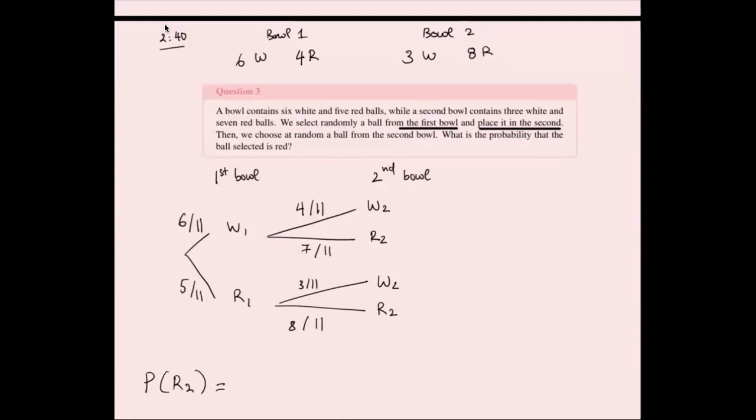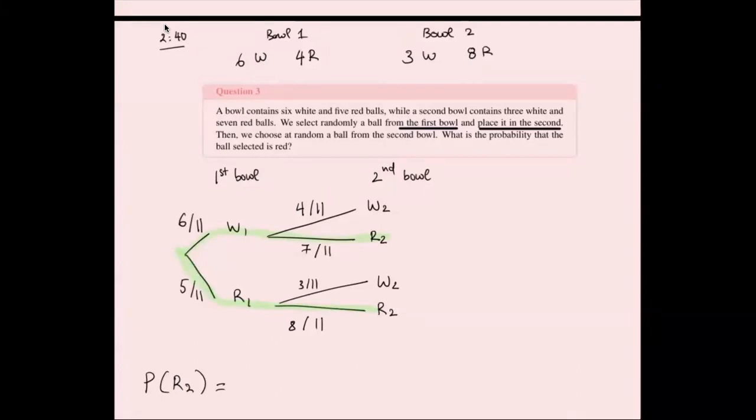The question is asking us what is the probability that the ball from the second bag that we selected is red. If we look at the tree diagram, there are only 2 paths that give us red. First is this one here. And second is this one here.